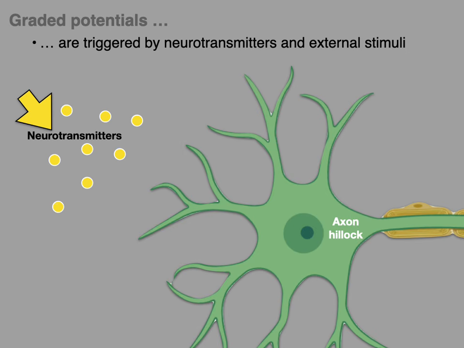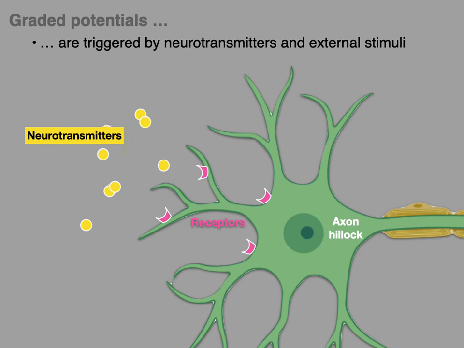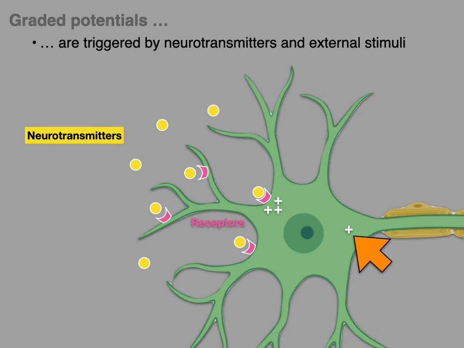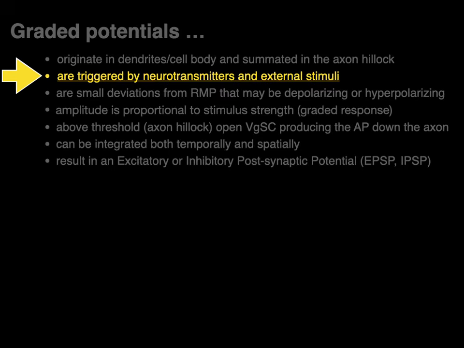Those neurotransmitters are coming from the presynaptic neuron. On the postsynaptic neuron, on the dendrites and cell body, are the receptors. So neurotransmitters come down. Now, typically, if this is an excitatory postsynaptic potential, when they bind, it allows an influx of positively charged ions, and the axon hillock's membrane potential becomes less negative or more positive, inching towards threshold. So graded potentials are triggered by neurotransmitters.